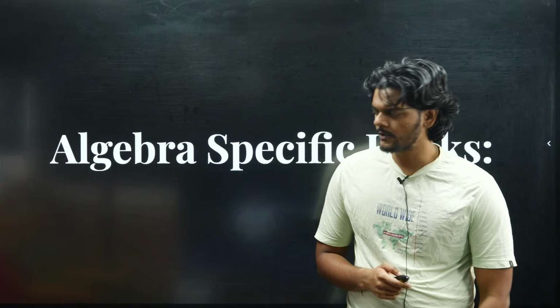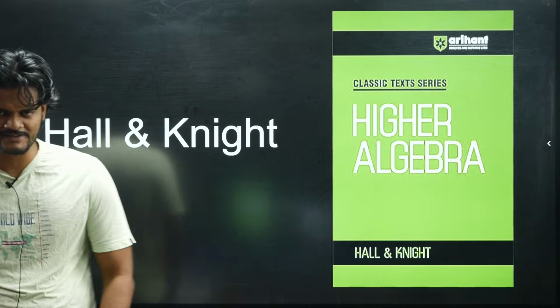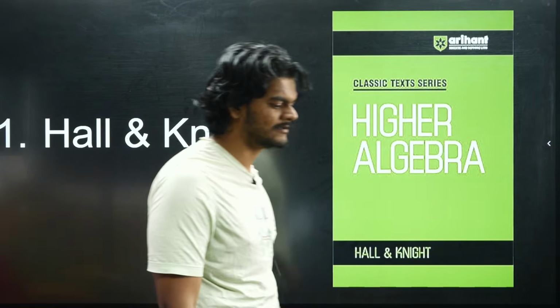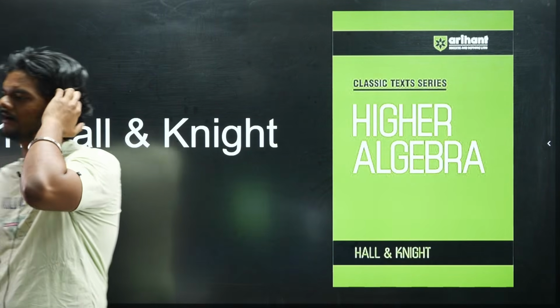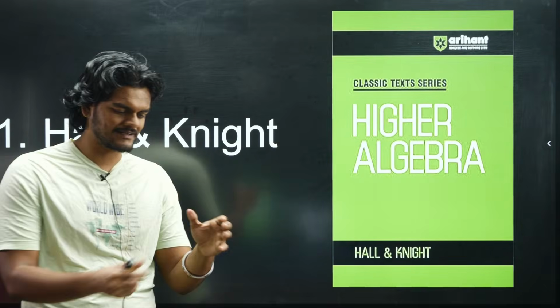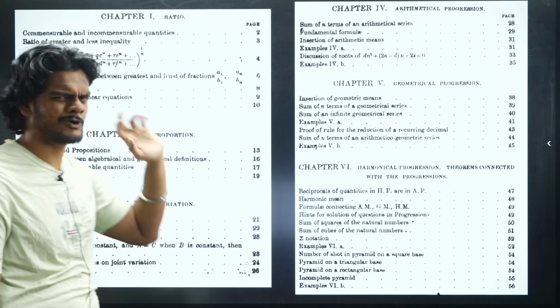All right, so algebra specific books. Number one, Hall and Knight, obviously. This was the book which I'm talking about, Higher Algebra, a crazy book. I have this book with me. Fantastic. Look at the contents. It starts with ratio, proportion, variation. This is the normal thing.